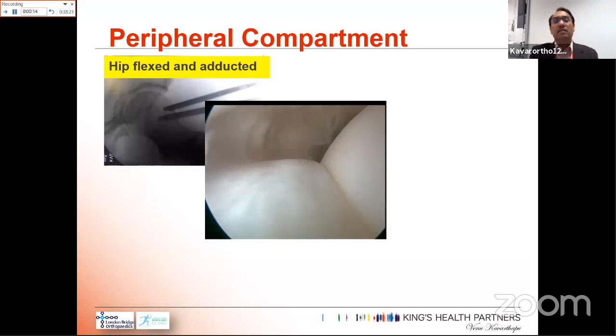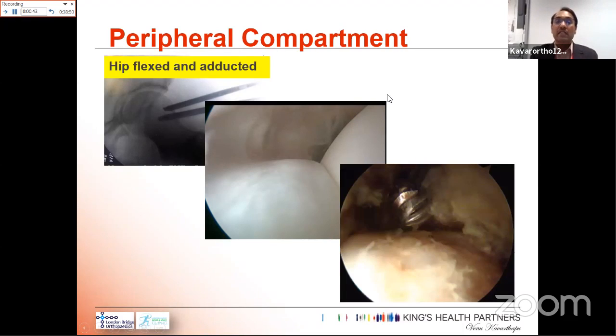Then this is a normal looking peripheral compartment. This is the acetabular labrum. This is the capsulolabral reflection, and this is the femoral head, reduced, with beautiful hyaline or fibrocartilage over the femoral head neck junction. But I would like to see some concave surface here, but it still looks convex.